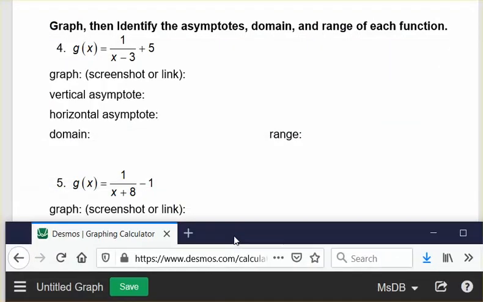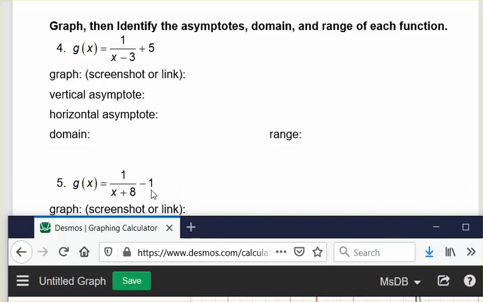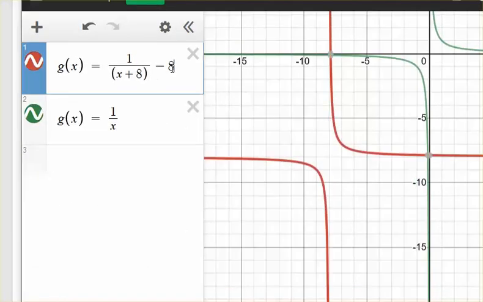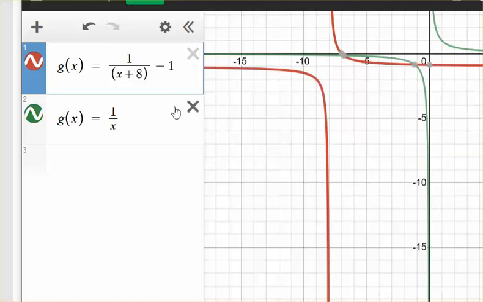Did I type in the wrong one? Oh, I was supposed to go down 1, not down 8. So I'm going to fix that. That's easy to fix because all you have to do is change the technology. So now we see it only moved down 1 unit, not down 8 units.